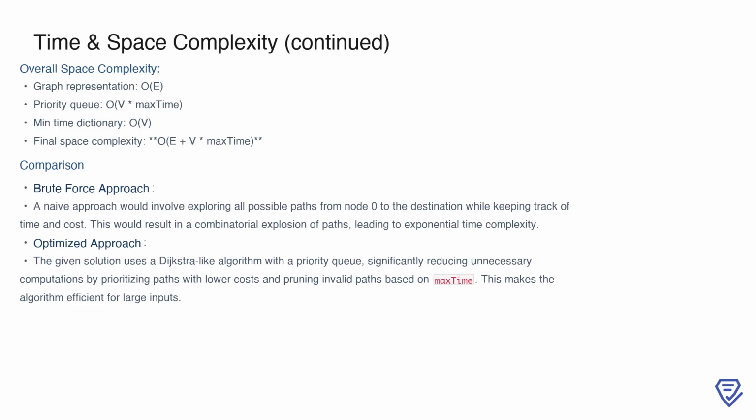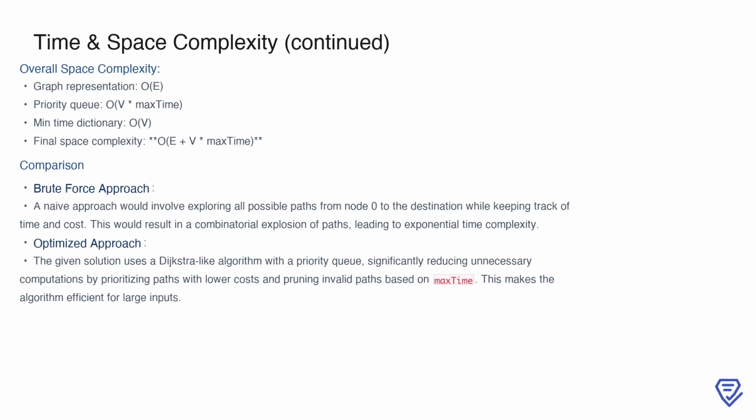Moving to the overall space complexity, we combine the contributions from the adjacency list, priority queue, and min_time dictionary. The adjacency list takes O(E) space, the priority queue takes O(V * max_time), and the dictionary takes O(V). Adding these together, the total space complexity is O(E + V * max_time).